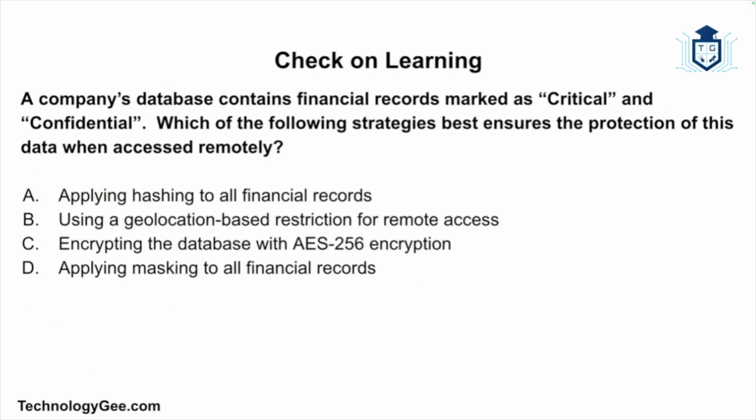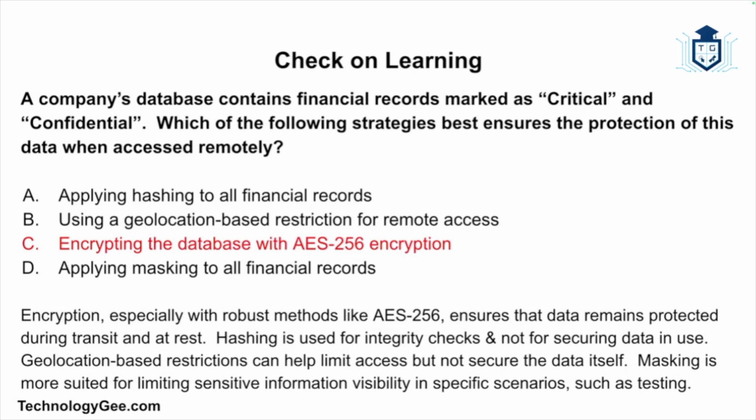All right, and our final question is, a company's database contains financial records marked as critical and confidential. Which of the following strategies best ensures the protection of this data when accessed remotely? Would it be applying hashing to all financial records? Would it be using a geolocation-based restriction for remote access? Would it be encrypting the database with AES-256 encryption? And would it be applying masking to all financial records? And the correct answer is encrypting the database with AES-256 encryption.